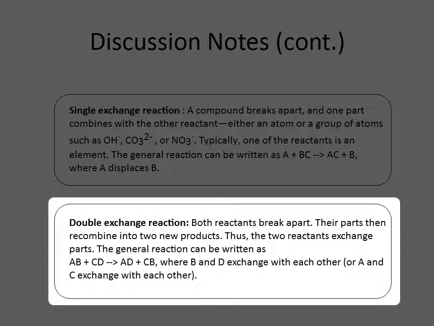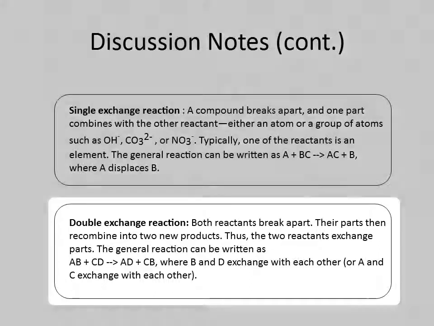In a double exchange reaction, both reactants break apart. Their parts then recombine into 2 new products. Therefore, the 2 reactants exchange parts. The general reaction can be written as substance AB reacts with substance CD to produce substance AD and substance CB, where B and D exchange with each other, or A and C exchange with each other.